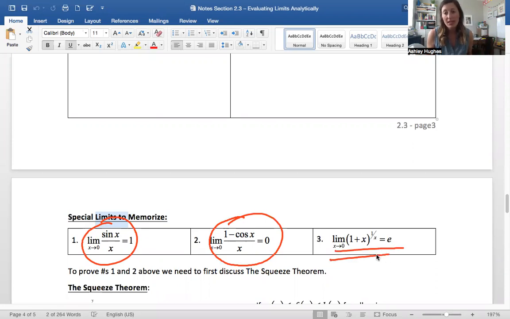This one is, like I mentioned earlier in the lecture, that e is a transcendental number. This is what it is equal to. It goes on, it's irrational. It goes on forever, like pi is also irrational.